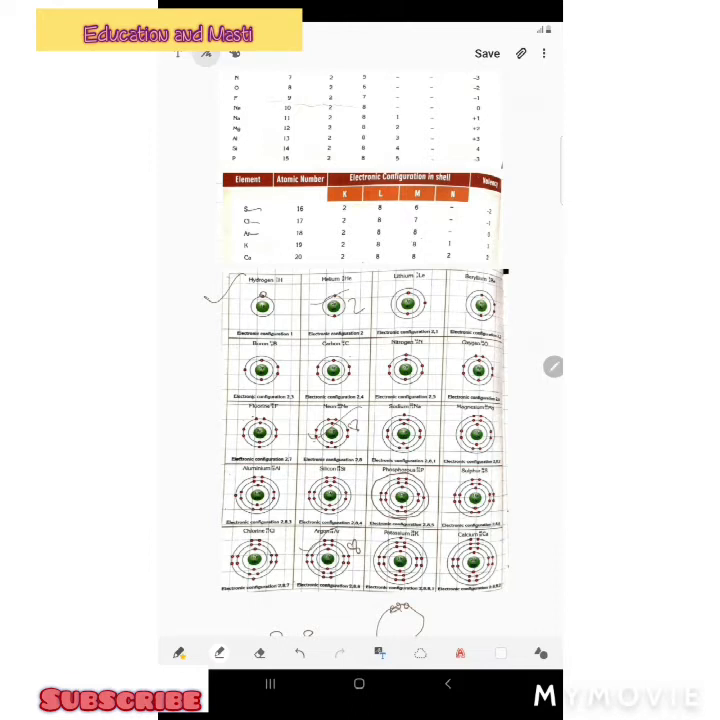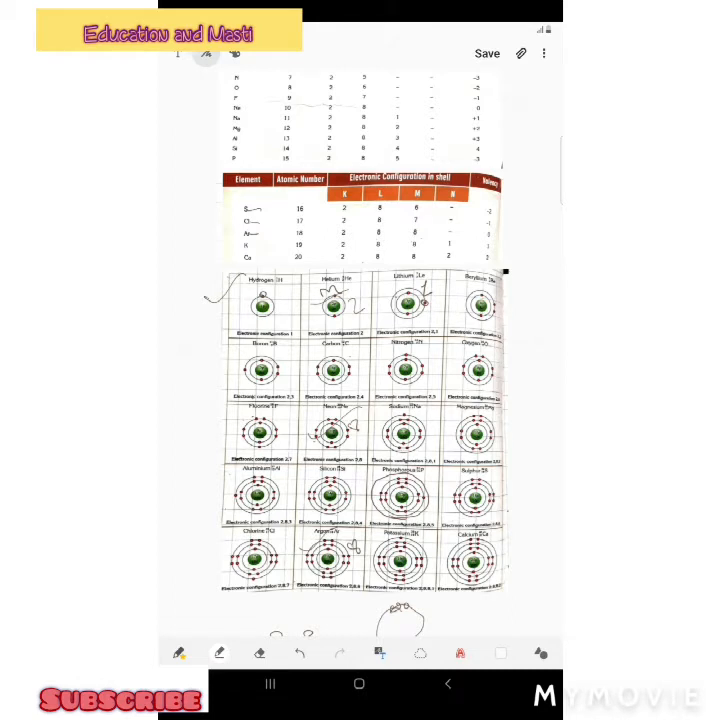Then here we have helium. Helium has 2 electrons. That is the stable one because it is a noble gas. Then we have lithium here, which has one electron in the L shell. This is the L shell, and the electron which is in this one is the M shell. Then we have beryllium, which has 4 electrons, and accordingly it goes on.